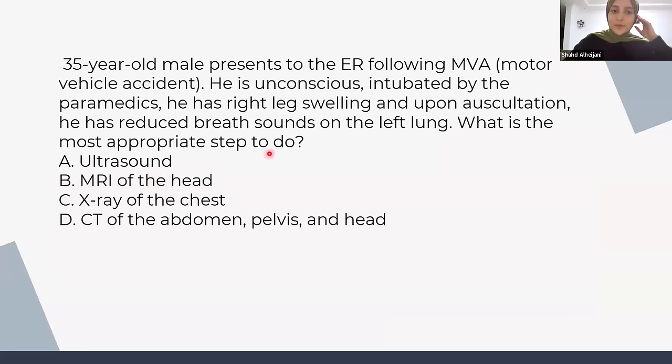So, next patient. Here, it's a 35-year-old male, motor vehicle accident. He is unconscious, intubated, and there are reduced breath sounds on the left lung. So the patient can breathe.